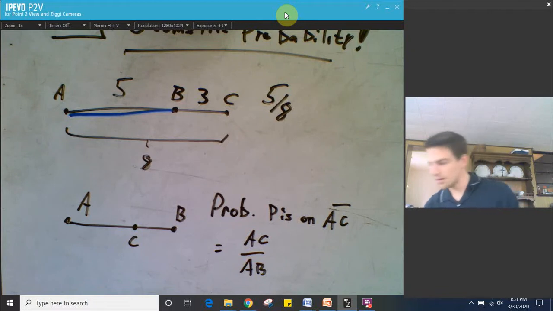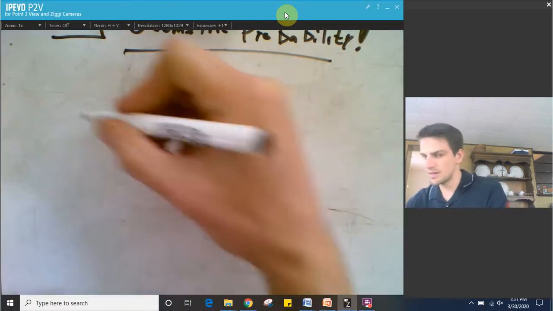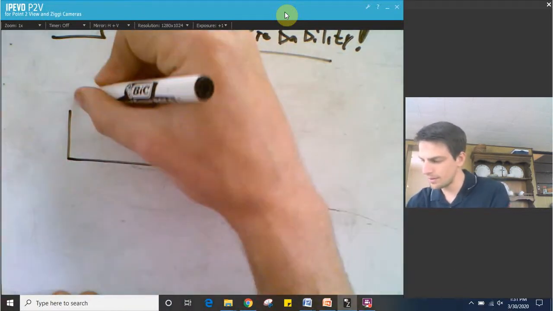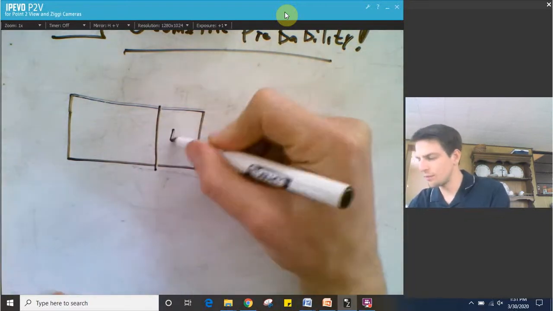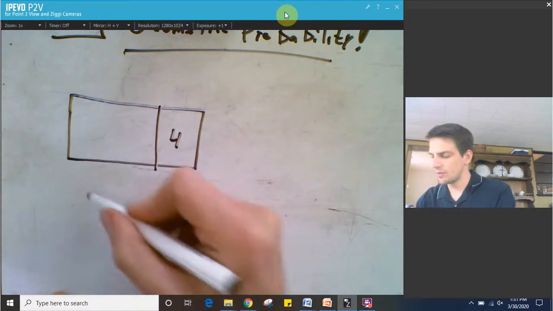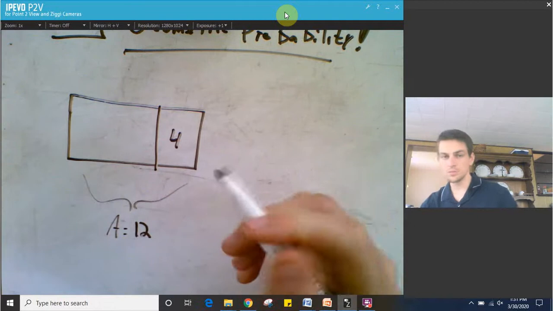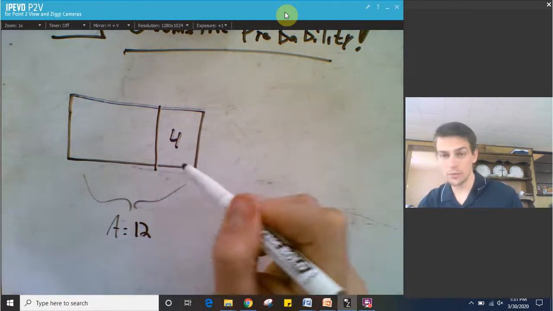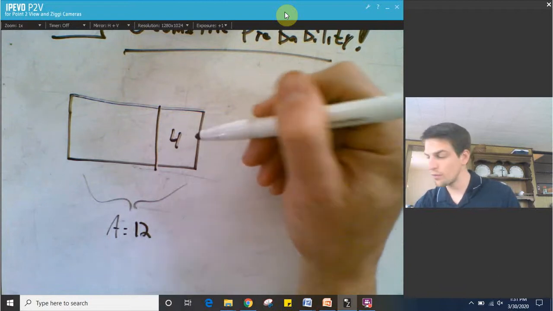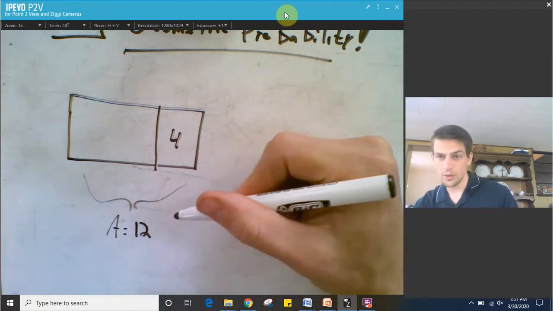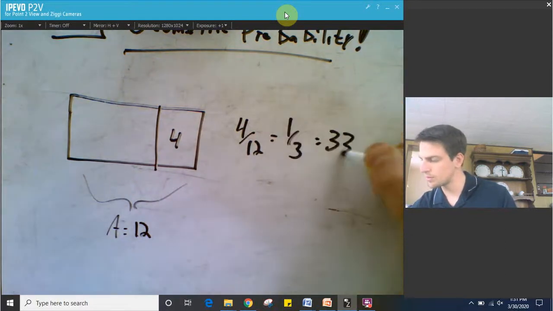Okay, the way of doing this for area is going to be very similar. So let's say that I have a rectangle, and I have some area here that has an area of 4, and let's say the area of the entire rectangle is 12. Then my chance, if I pick a point at random from this rectangle, the chance that it is going to be in that little rectangle of 4 is going to be 4 out of 12, which reduces to 1/3, or about 33%.